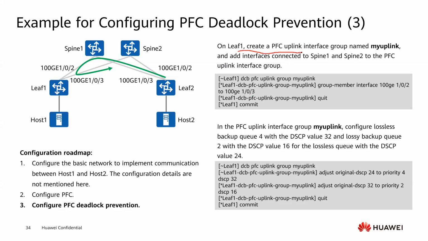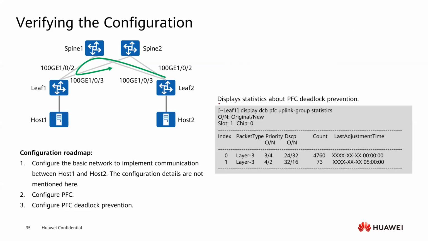Then create a PFC uplink interface group named my uplink and add the interfaces connected to spine 1 and spine 2 to the PFC uplink interface group. In the PFC uplink group my uplink, configure lossless backup queue 4 with the DSCP value 32 and the lossy backup queue 2 with the DSCP value of the lossless queue, DSCP value 24. Okay. And last, you can display statistics about the PFC deadlock prevention configuration here.